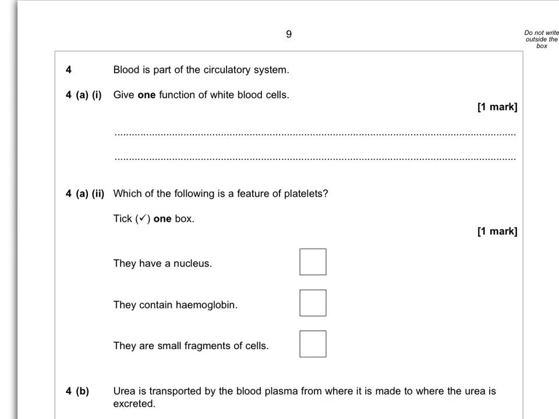So this question is asking you about blood. It's saying give 1 function of white blood cells. Now you did this back in year 10. So you could just put defense against pathogens, or defense against bacteria, or defense against viruses, or defense against microorganisms. All right, so that's the function. You could say that they engulf bacteria or viruses. You could say that they produce antibodies, or you could say that they produce an immune response.